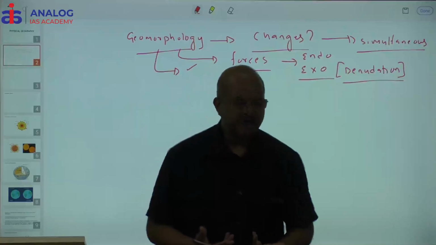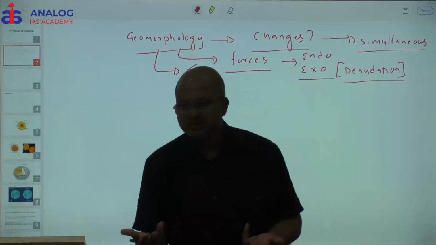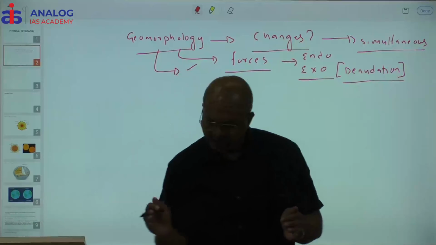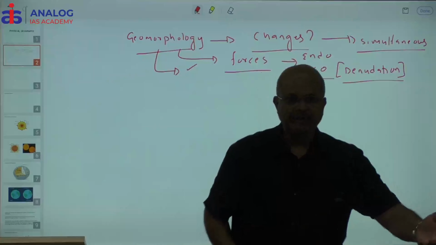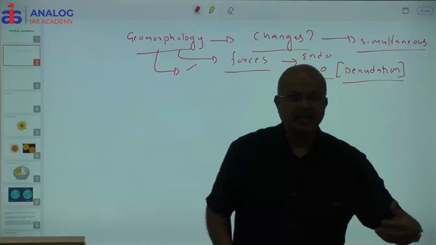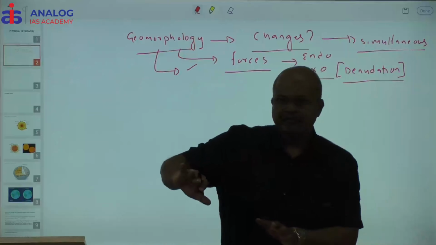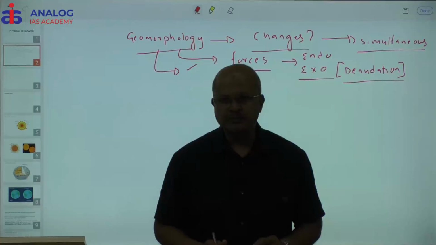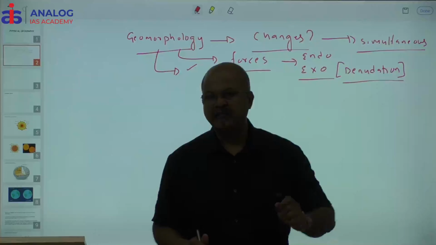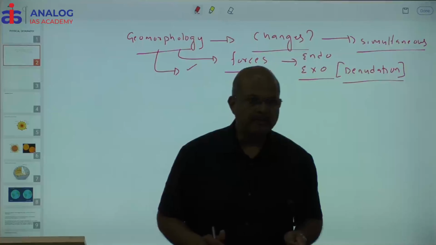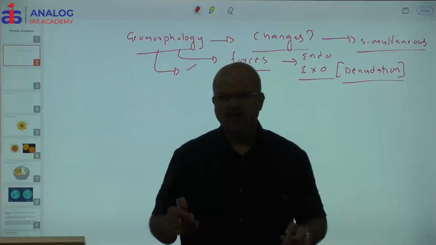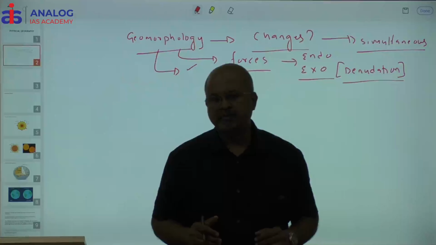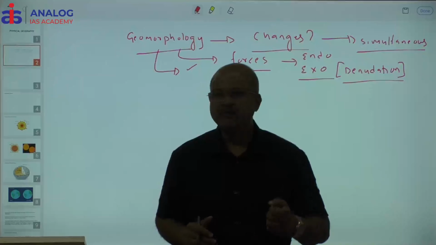Hence, the landforms associated with agents of denudation, we refer to them as erosional landforms, and whatever they have eroded, they will deposit. We refer to those as depositional landforms. That is where UPSC asks in prelims: what are erosional landforms of a river, what are depositional landforms of wind? Can you give any one example of an erosional landform?